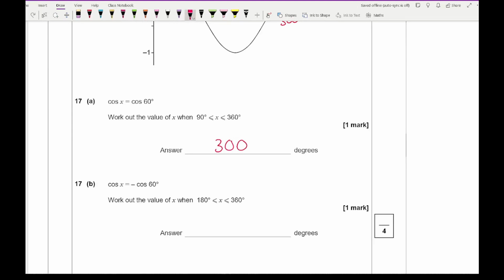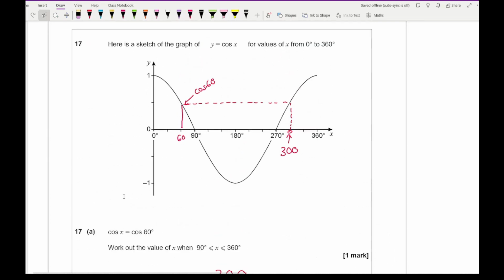It then says for 17b, cos x equals minus cos 60. So if I find minus cos 60, well, cos 60 is there. So the minus cos 60 is going to be here.